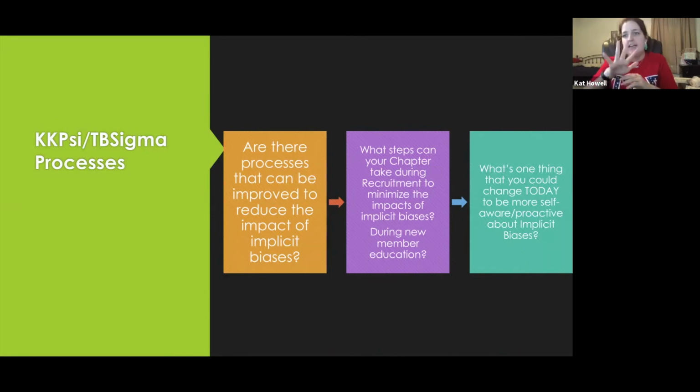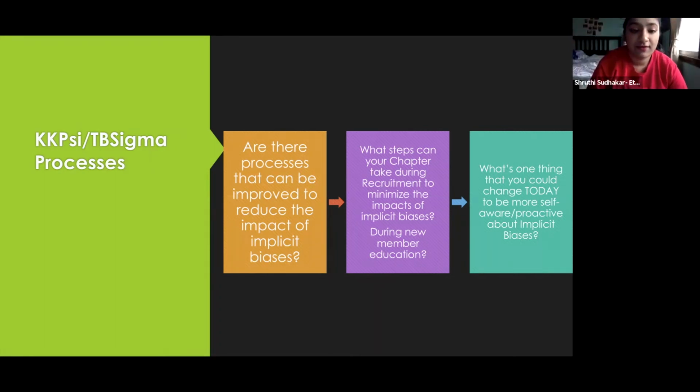Sorry, I kind of tangented, but the first question is, are there processes within your chapter that can be improved to reduce the impact of implicit biases? Feel free to share now, and if not, I think that's a great question to go back and talk with chapters and execs about.